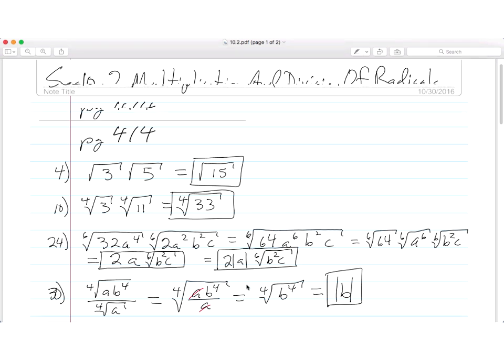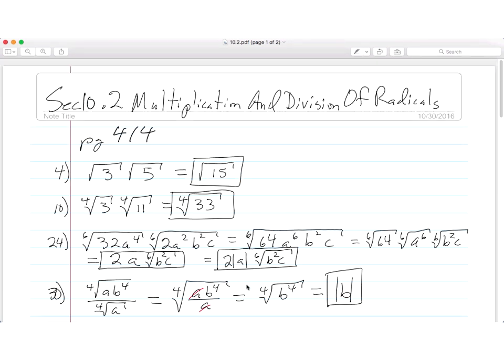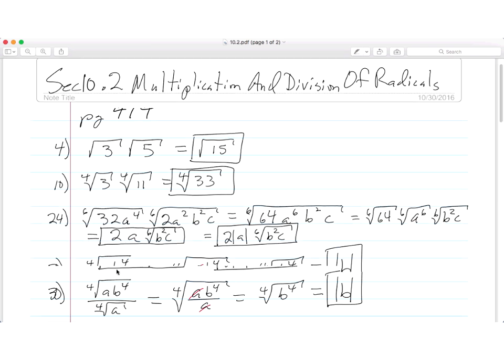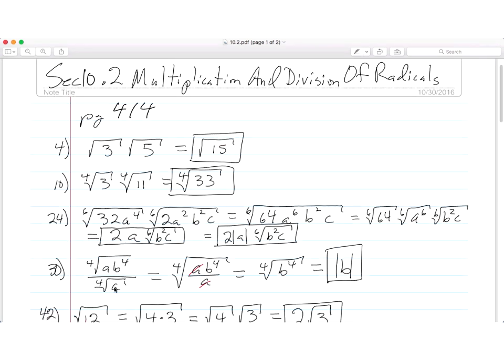Let me do problem number 30. In exercises 25 through 40, use the quotient rule and simplify. Okay, so I have here the 4th root of a b to the 4, over the 4th root of a. So I can just make this one big radical. The 4th root of a b to the 4 over a. The a's cancel. So I find the 4th root of b to the 4.